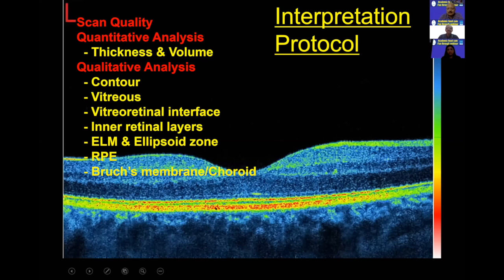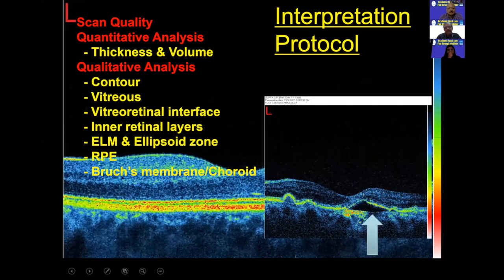You cannot differentiate between Bruch's membrane and RPE in a normal scan. Both the RPE and Bruch's membrane are merged together and they cannot be delineated on a normal scan. You can only see Bruch's membrane here when there is a detachment of RPE from Bruch's membrane.